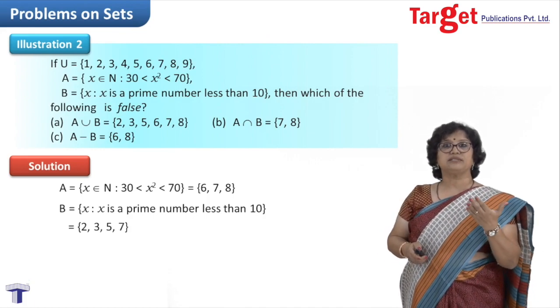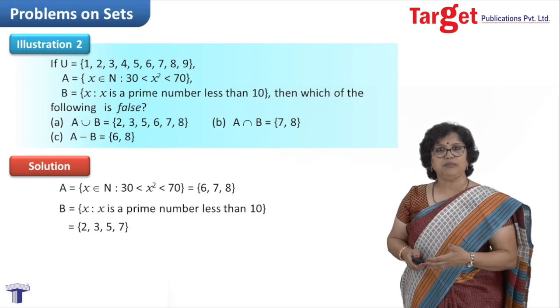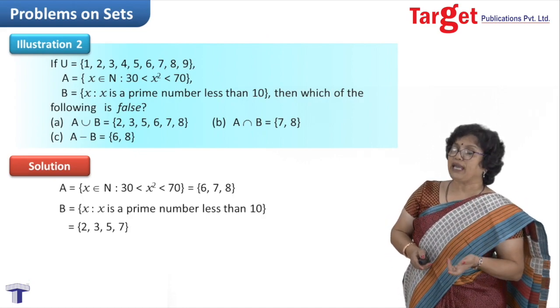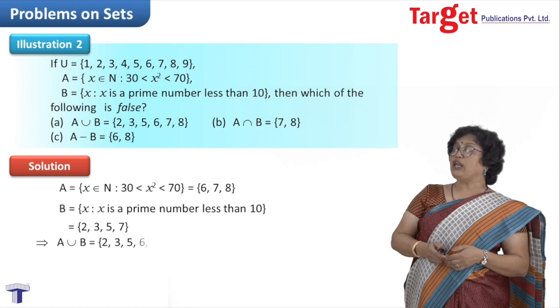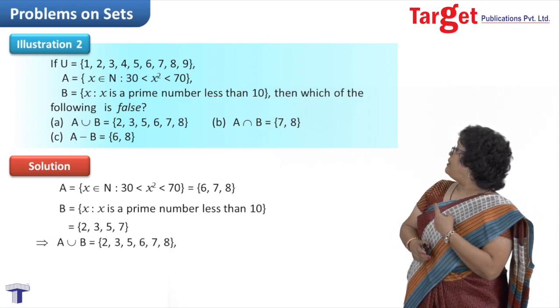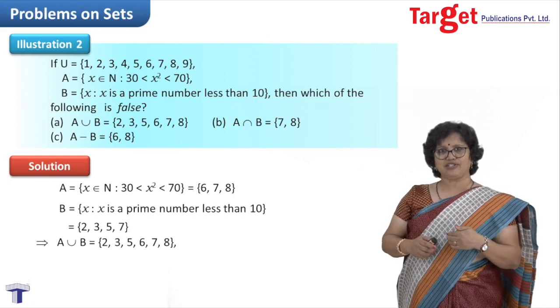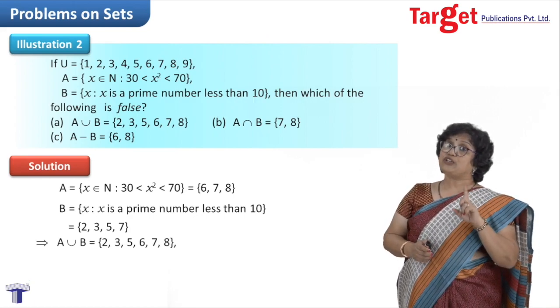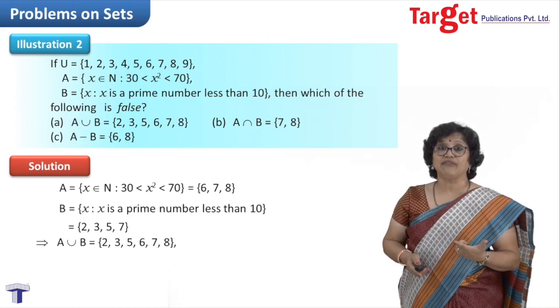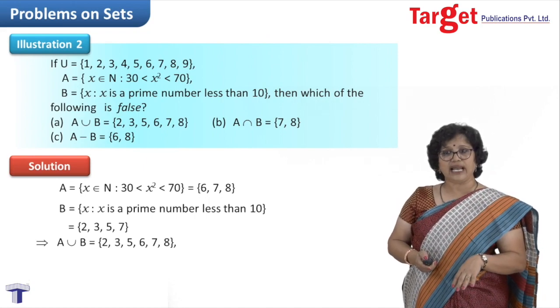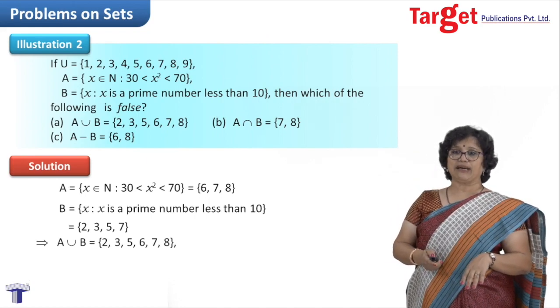Now try to answer those: A intersection B, or A union B, or A minus B. What would be A union B? A union B would be 2, 3, 5, 6, 7, 8. And here A union B matches. But the question is regarding which of the following is false. That we have to find. So A union B is correct. So statement A is correct. So that is not our answer.